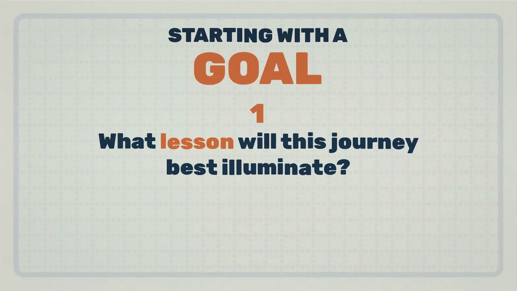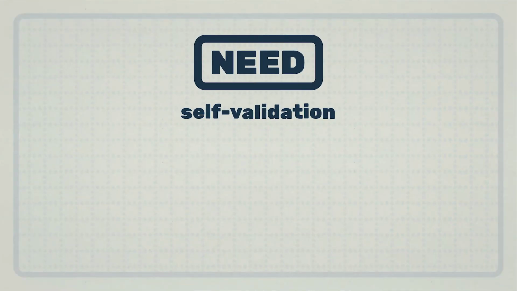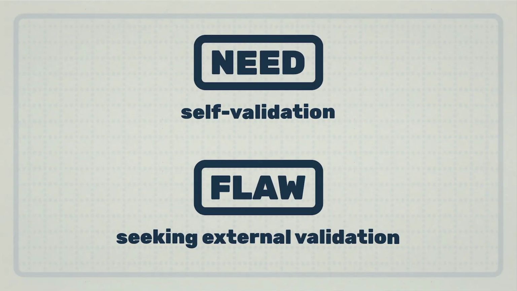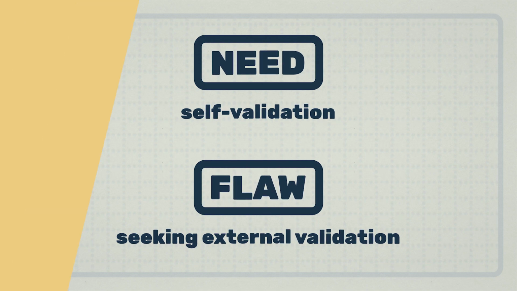So now we ask our 2 questions to figure out our need and our antagonist. 1, what lesson will this journey best illuminate? We can imagine this will be a struggle with a lot of practice and hard work. Maybe going through this physically taxing experience will best teach our juggler that if they want to do this, they need to do it for themselves. Maybe their need is self-validation, as their flaw of seeking external validation will always lead them to unfulfillment. This also fits in with our want, since fame is all about external validation.